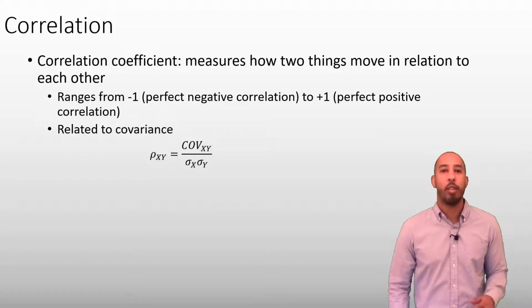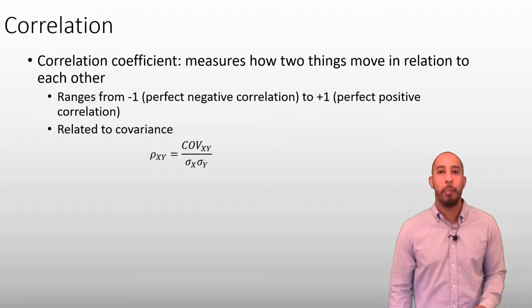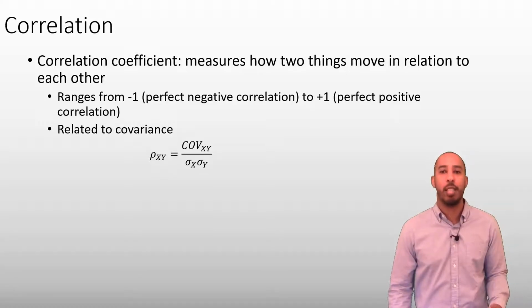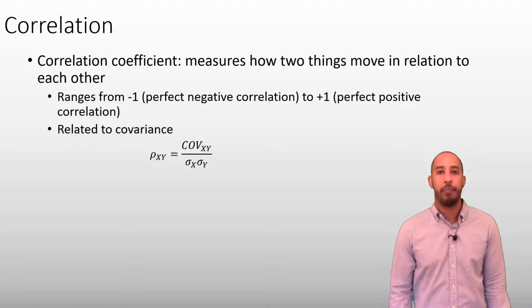Correlation measures how two things move together. For example, there's a positive correlation between temperature and ice cream sales. As temperatures increase, people buy more ice cream. And there's a negative correlation between student absences and grades. The more classes someone misses, the lower their grade tends to be.